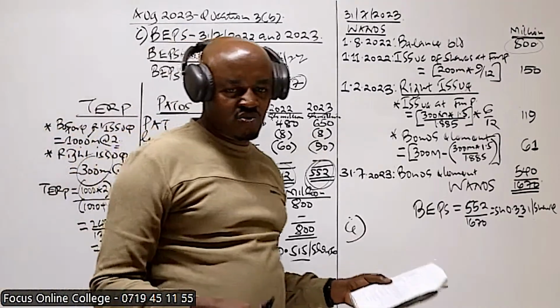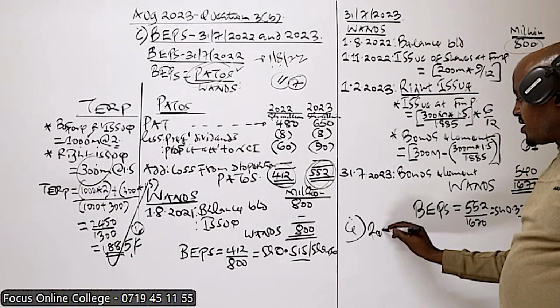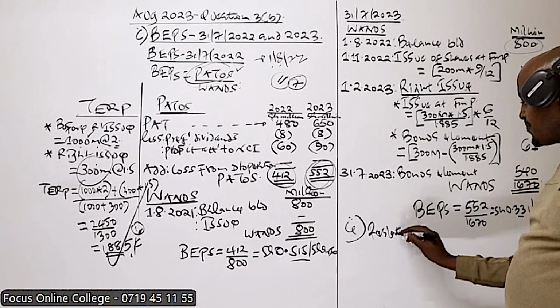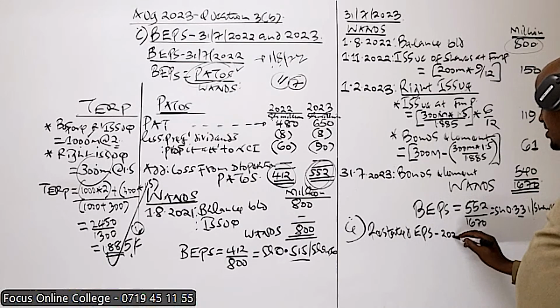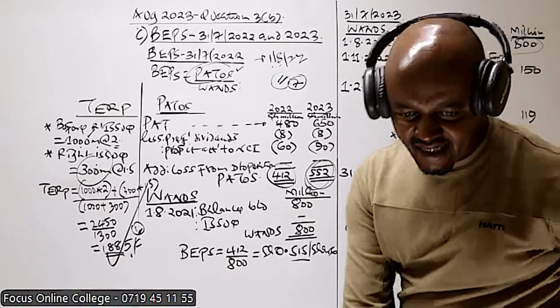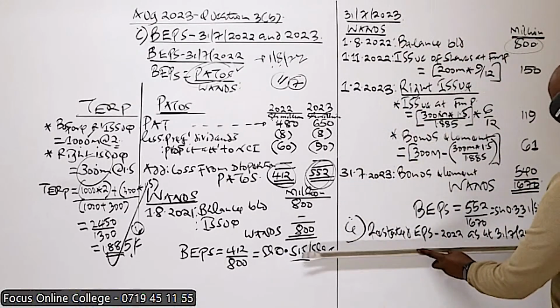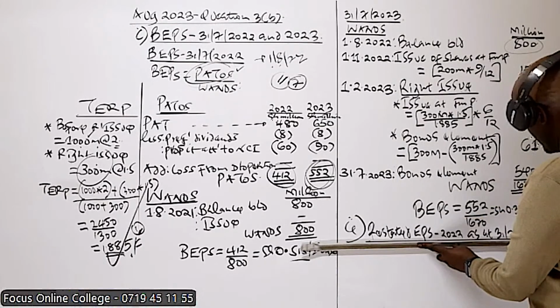Basically, what you're required to compute in Roman 2 is the restated earnings per share over 2022 as at 31st of July 2023. So we are required to adjust the earnings per share of the previous year.